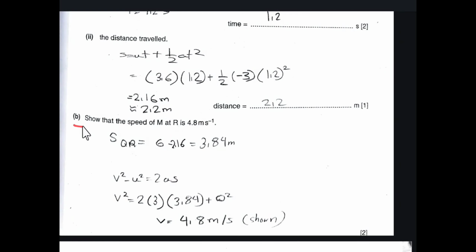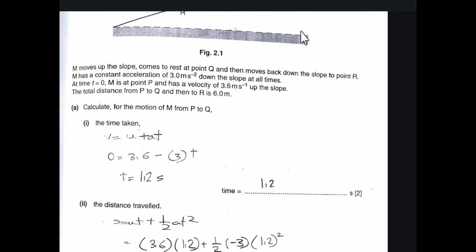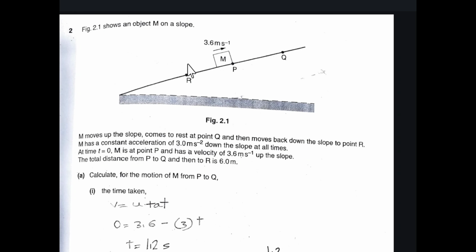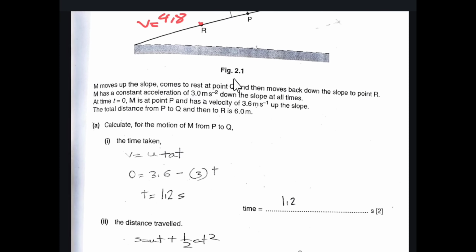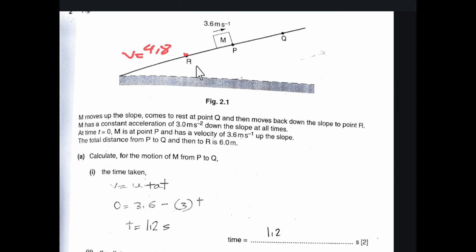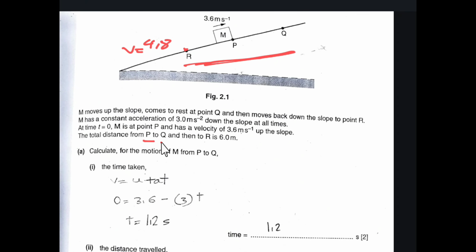Then in part B, show that the speed of M at point R is 4.8 meter per second. To find this speed, first of all we need to find the distance QR. We know the distance from P to Q and then to R is 6 meter.